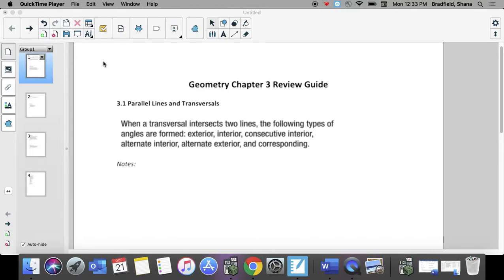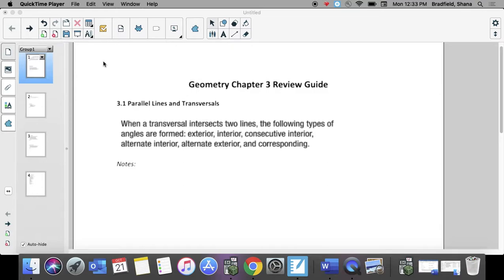Hey guys, I'm going to take a look at the Geometry Chapter 3 review guide and the content that's in that. This is just reviewing the sections, or what things you need to focus on in each section from Chapter 3. So 3.1, it says parallel lines and transversals.